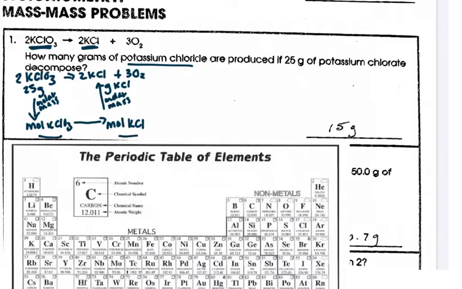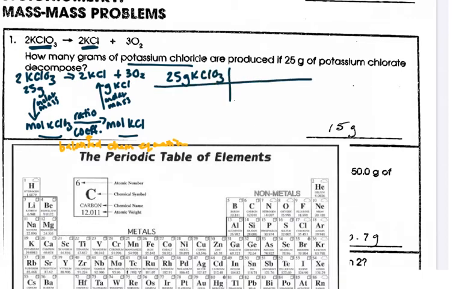What we're going to do is use the ratio of the coefficients. That comes from your balanced chemical equation. What we're looking at on the balanced chemical equation is the coefficients of the two compounds. So I'm going to walk through this problem and I'll show you where to get all that information. I'm going to start with my given, 25 grams of KClO3. I'm going to draw my chart.